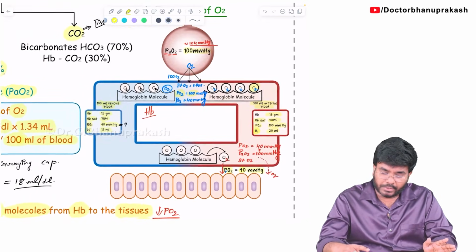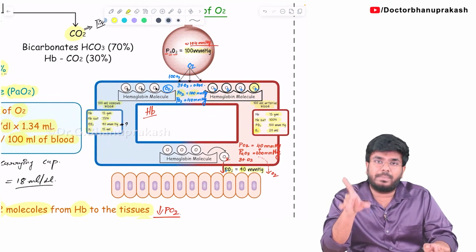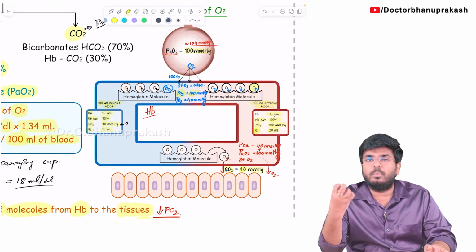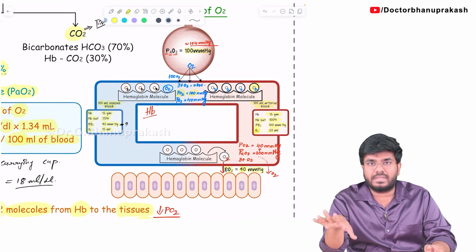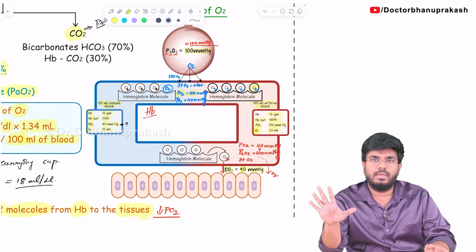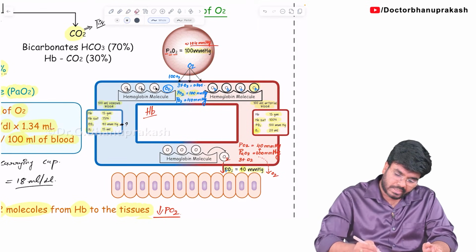And again I am telling you, it's all partial pressure dependent. Whenever the partial pressure is more, hemoglobin accepts the oxygen. Whenever the partial pressure decreases, hemoglobin releases the oxygen. Okay. Next up, what else should you know, guys?